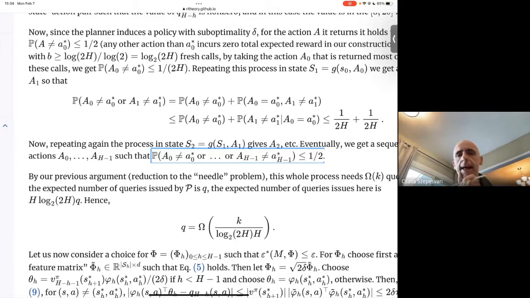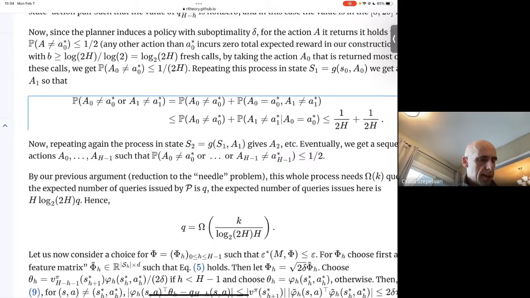So at the end, this algorithm that we're constructing is going to return a random action sequence A naught to H minus 1, and having any mistake should have a probability of less than 1/2. This is our goal, because then we can say that we have the guarantee and we can use the needle in a haystack lemma, right? What is that? So just look at what happens if you have just 2 stages.